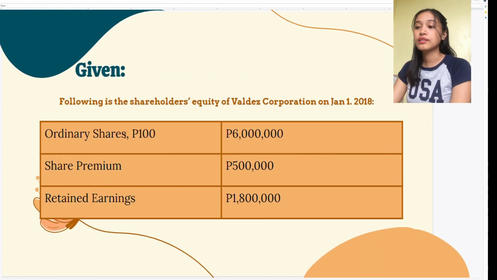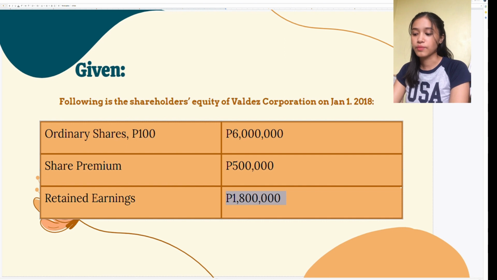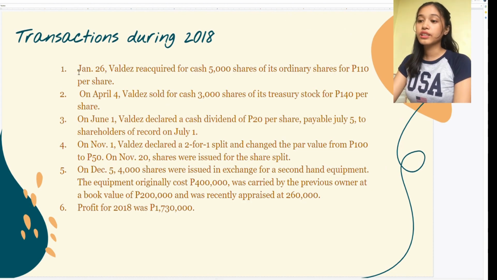Following is the shareholders' equity of Valdez Corporation on January 1, 2018. Ordinary shares amount to 6 million pesos, the share premium account has 500,000 pesos, and the retained earnings has 1,800,000. These are the transactions during 2018.